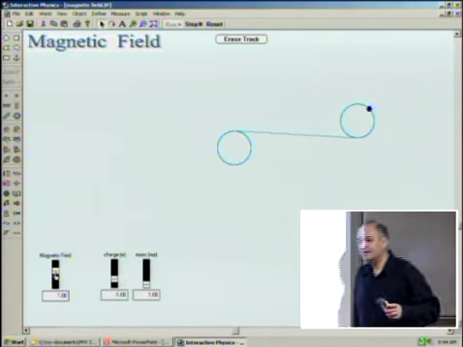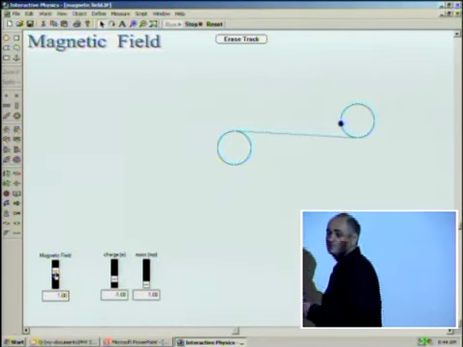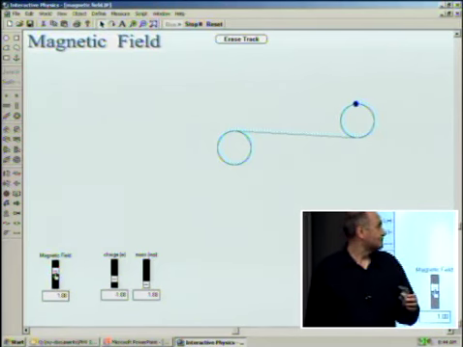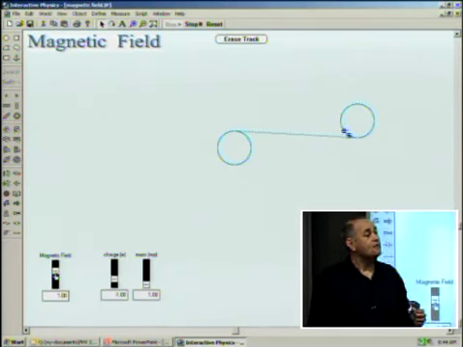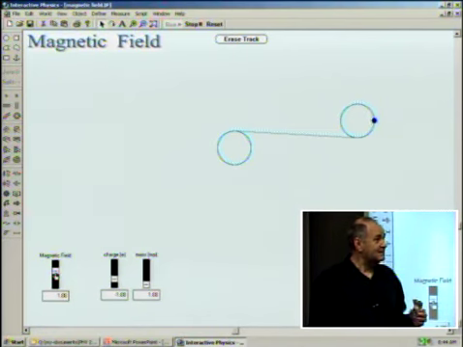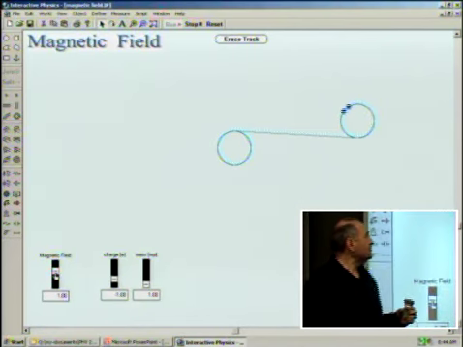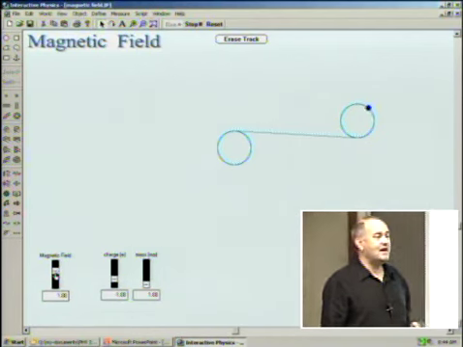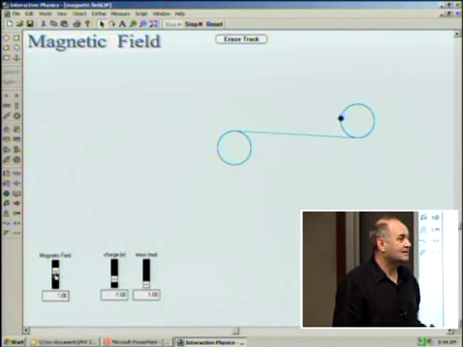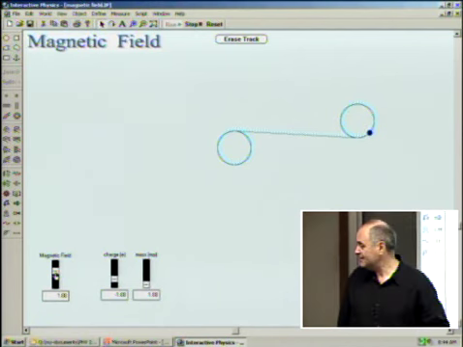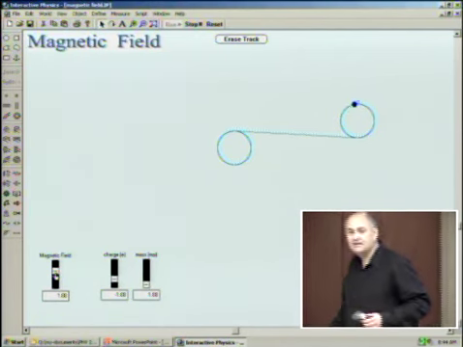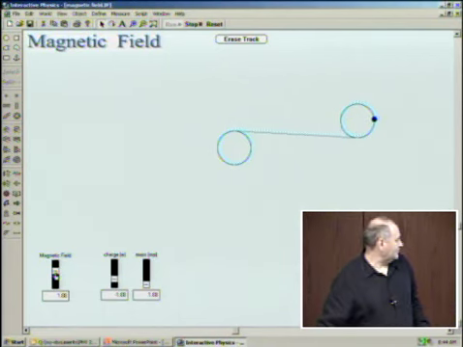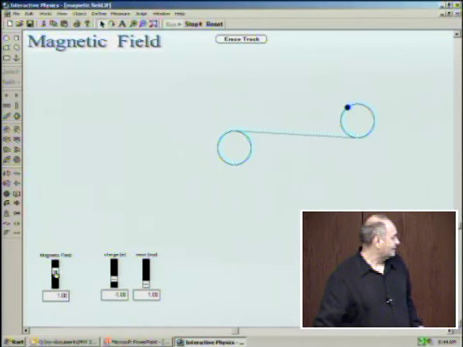Anybody? Force will have a greater magnitude. Correct. The force will have greater magnitude, which means, how is the path going to be affected? The path will become smaller. Correct. Yeah, because centripetal acceleration will be greater. All right, I'll move it now.